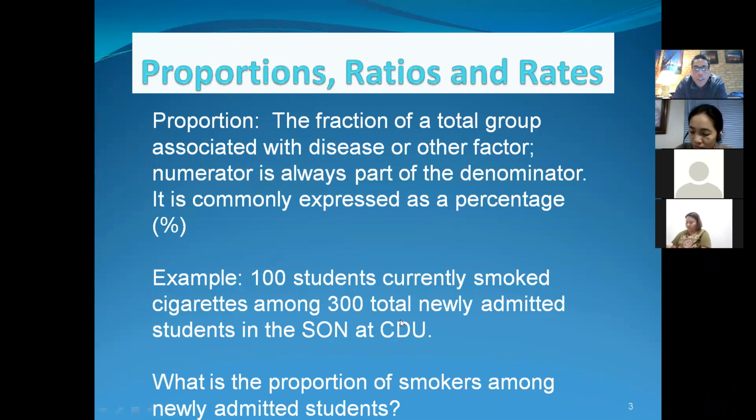So 100 divided by 300 is equal to, basically, if you get your calculator, that will give you 100 divided by 300 equals 0.3333. But then, because it is expressed in percentage, you multiply that by 100, and that gives you 33.33%. So I think everybody got that. So we'll proceed to the next slide.